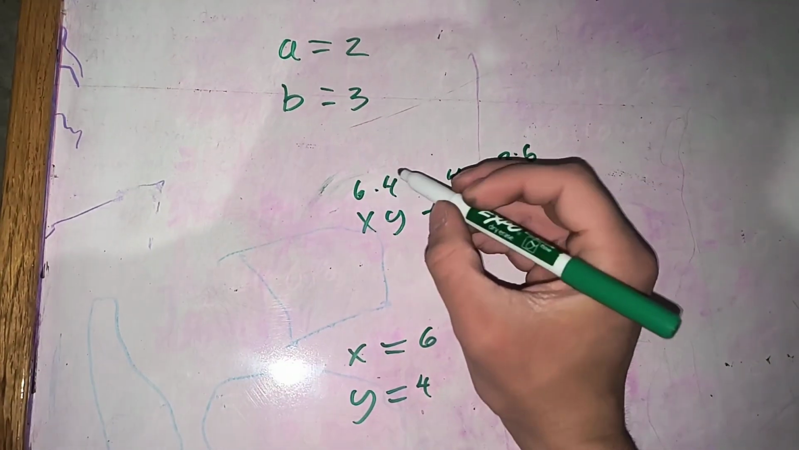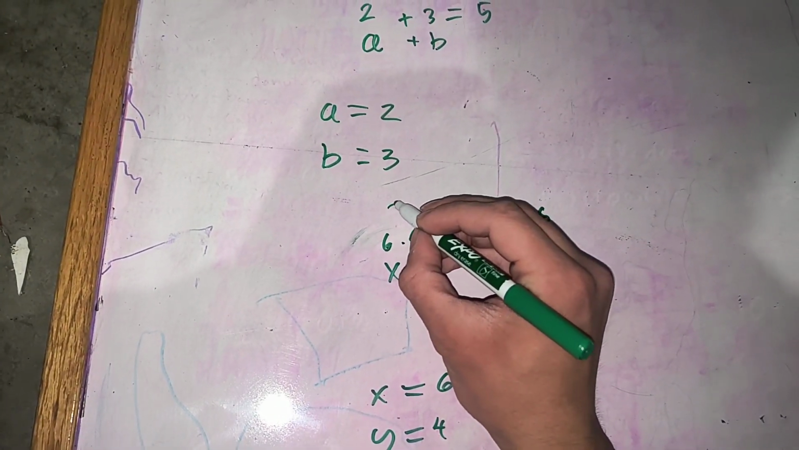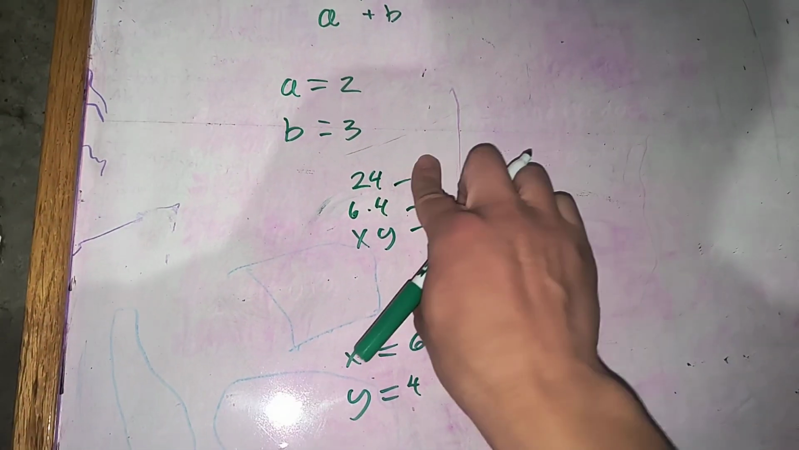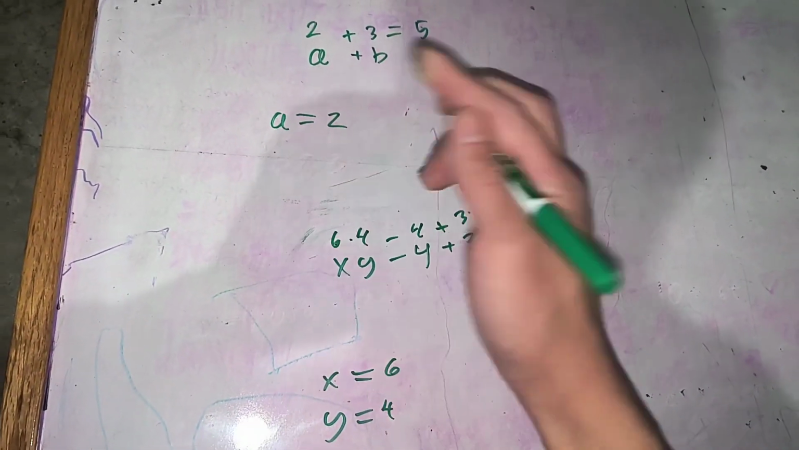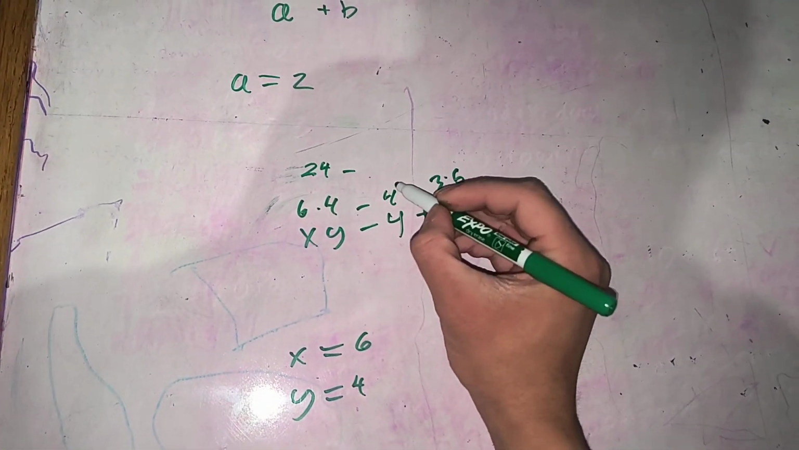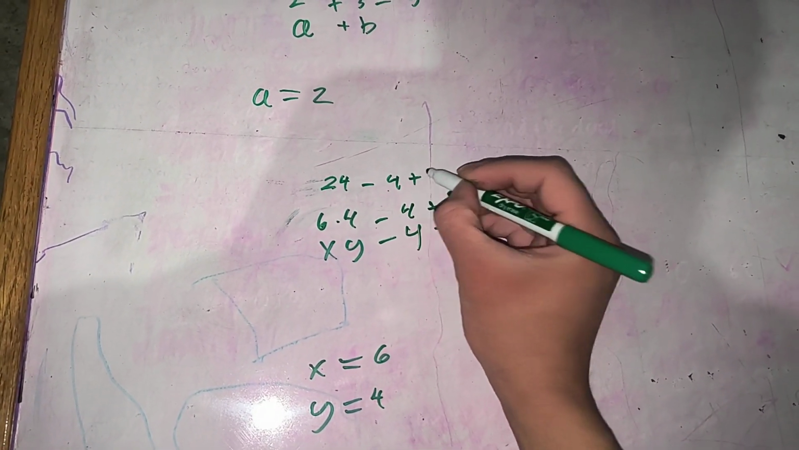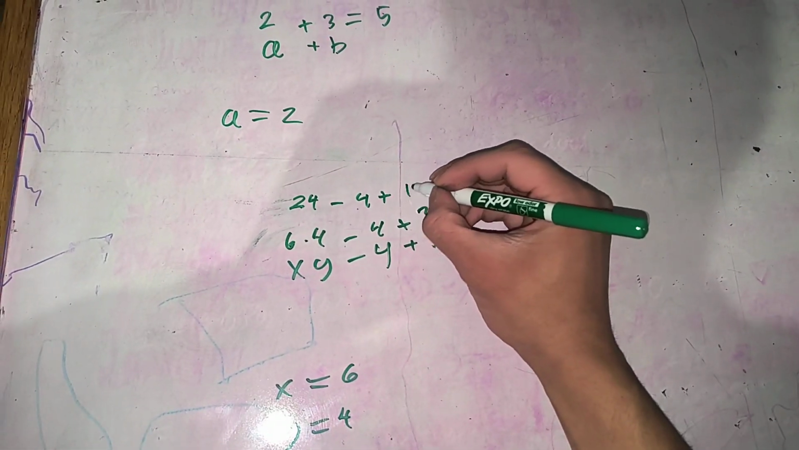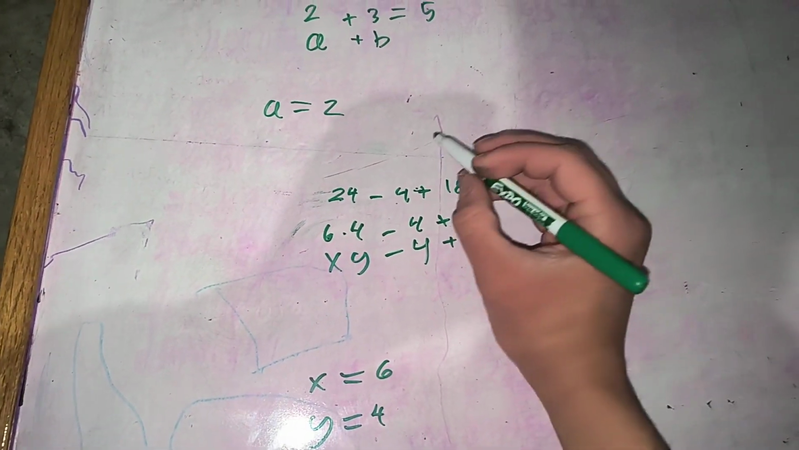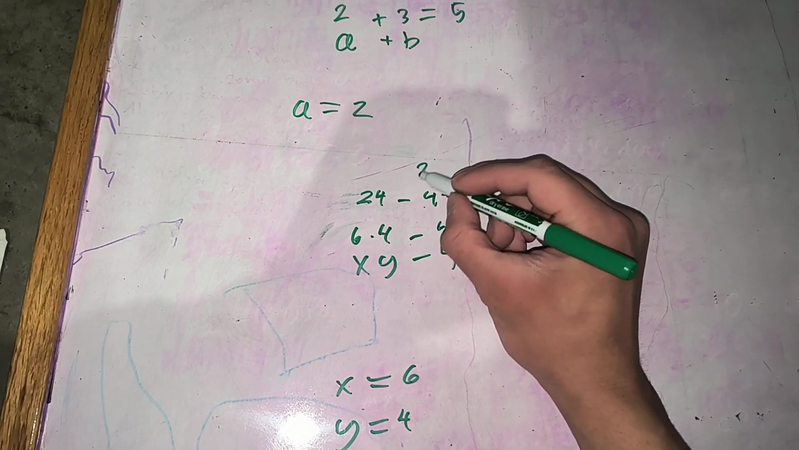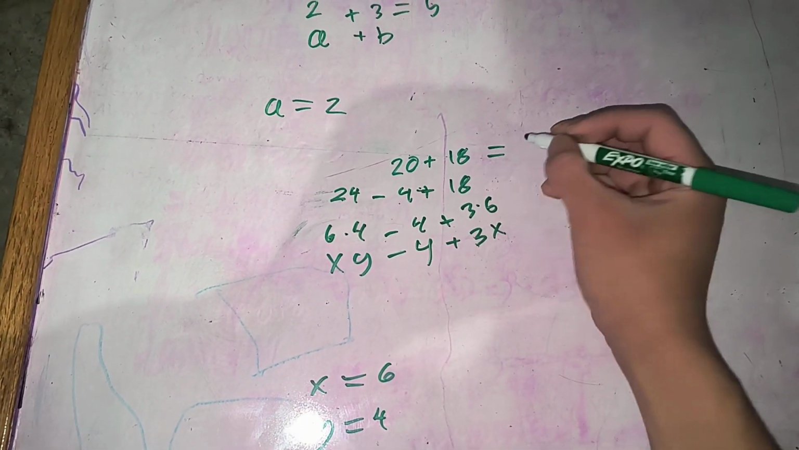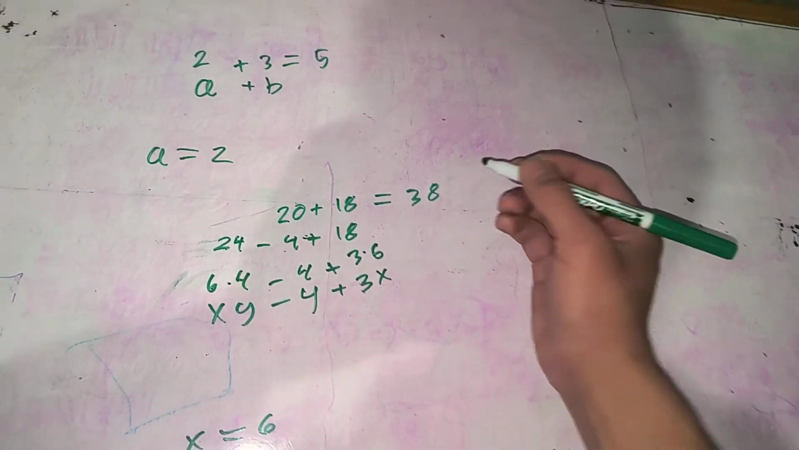So this 6 times 4 is equal to 24 minus 4 plus 3 times 6. 3 times 6 is 18. And at this point, we can go 24 minus 4 is equal to 20, plus that 18, which is equal to 38. And there we go.